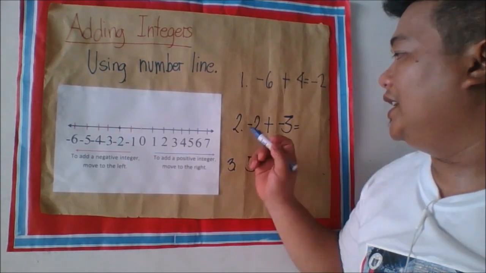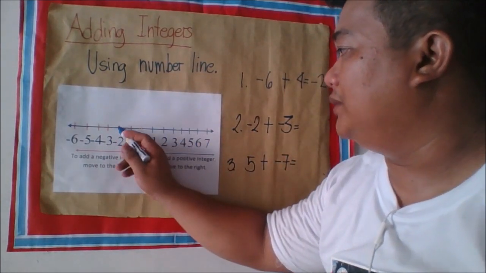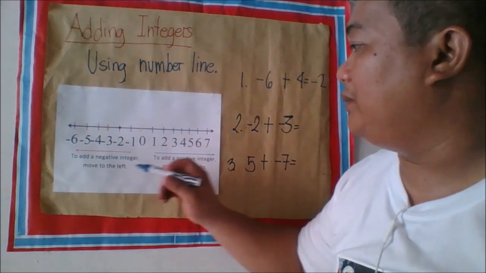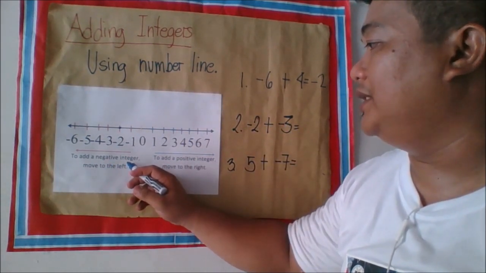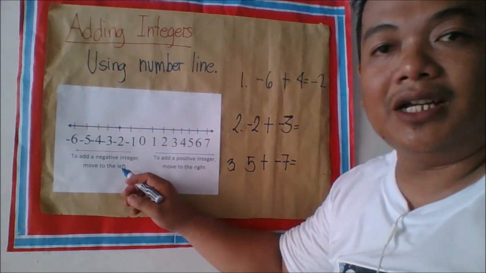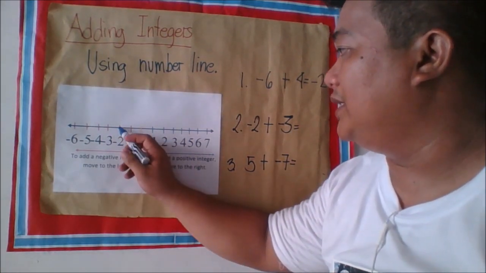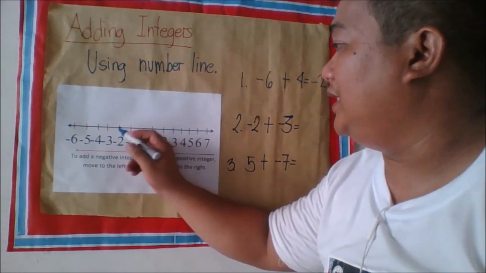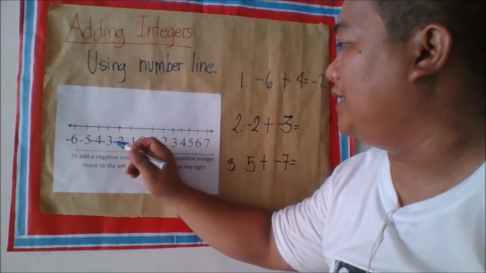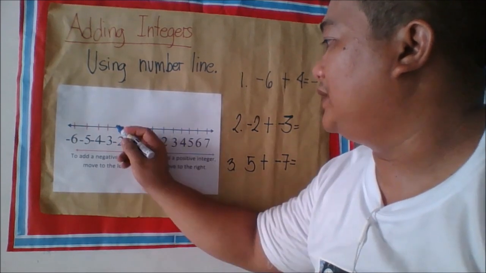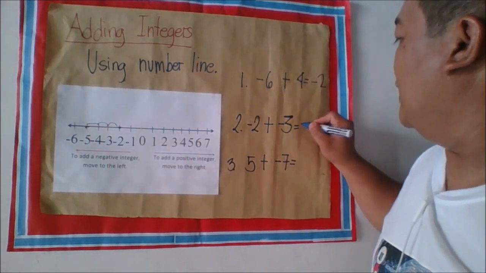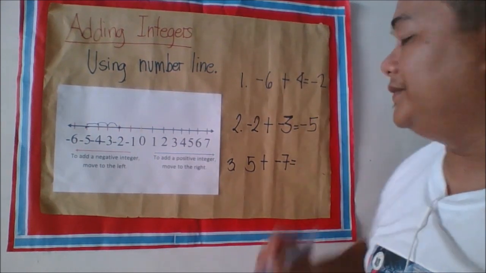Okay, next, negative 2. So negative 2 is here. Then you are adding a negative number. So if you are going to add a negative number, you're going to move to the left. So from negative 2, how about adding negative 3? You just move to the left 3 times. 1, 2, 3. So the answer would be negative 5.